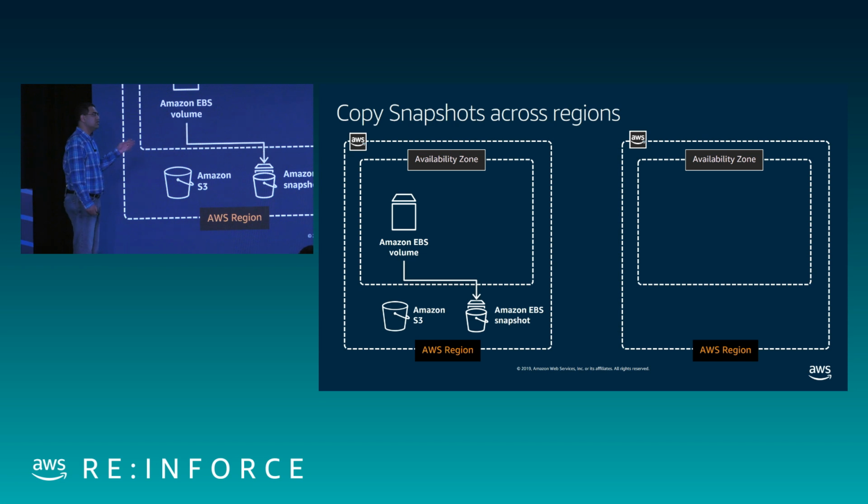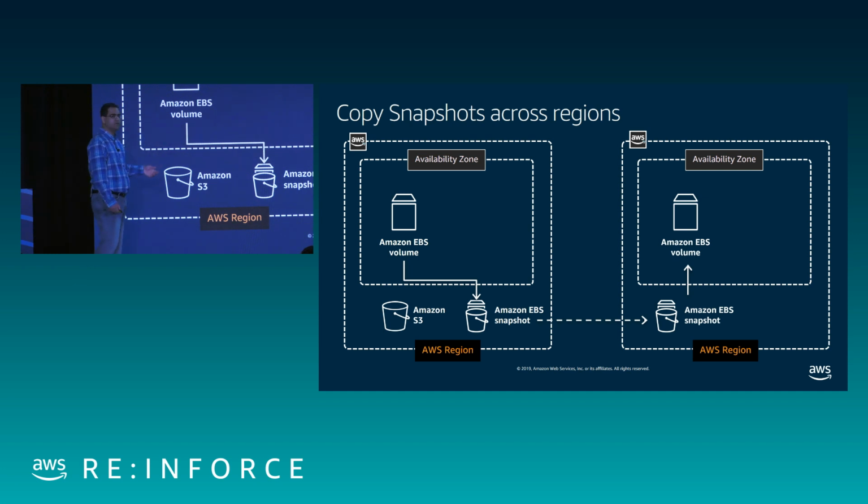Okay, so that's on sharing. Let's switch focus to copying. So snapshots can be copied across regions, right? And one of the reasons to do it is you want to create a new EBS volume in a different region. So it's not uncommon to have customers copy snapshots from one region to another.